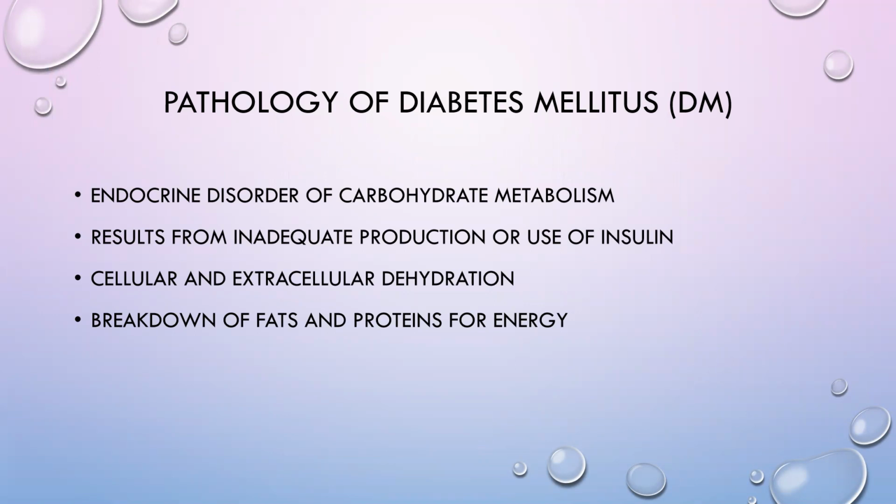Pathology of diabetes mellitus: diabetes in general, with anybody, is an endocrine disorder of carbohydrate metabolism. It results from inadequate production or use of insulin. Cellular and extracellular dehydration occurs, and it uses fats and proteins to break down as its source for energy.